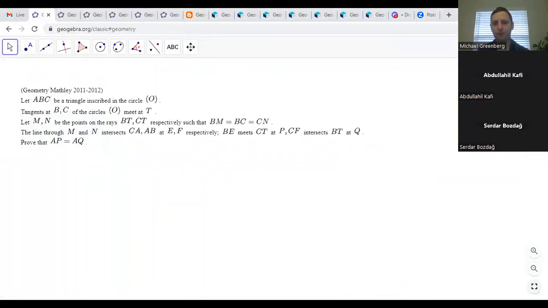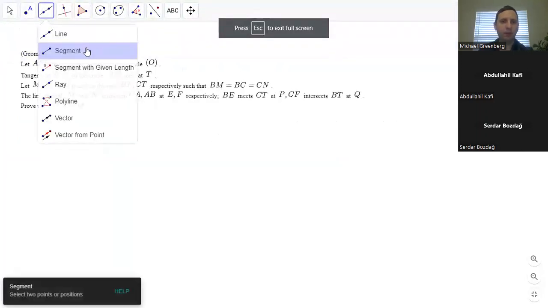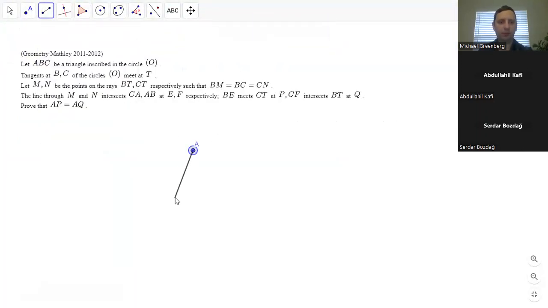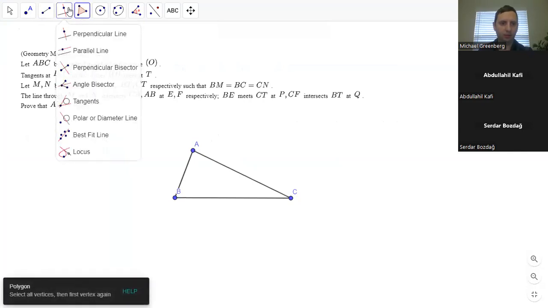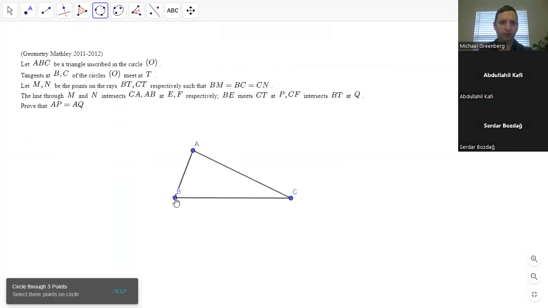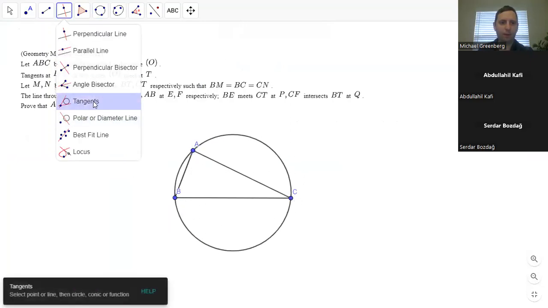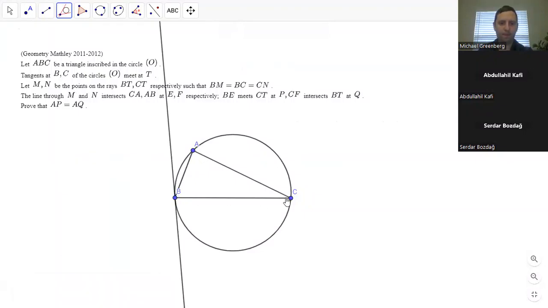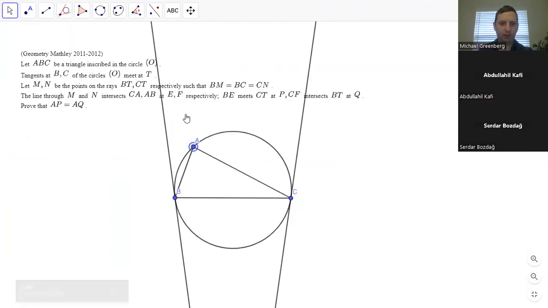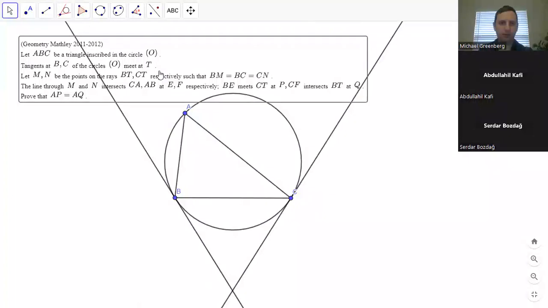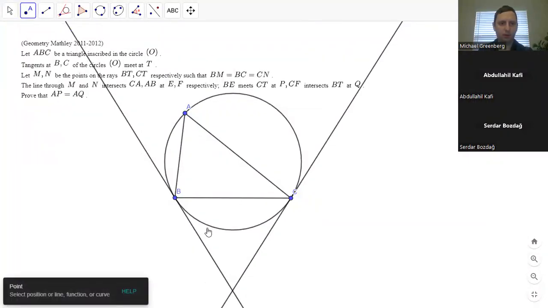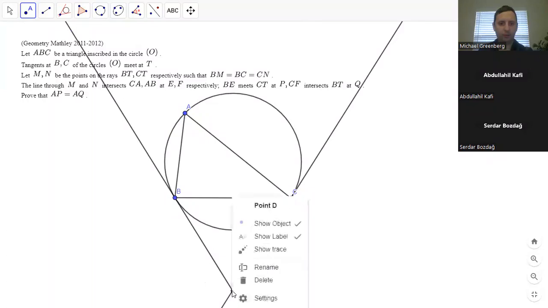Here is the first problem. So we have a triangle ABC inscribed in a circle O, and the tangents at B and C meet at T. It's kind of like a symmedian configuration. All those tangents. And they meet at T. M and N are on the rays BT and CT.